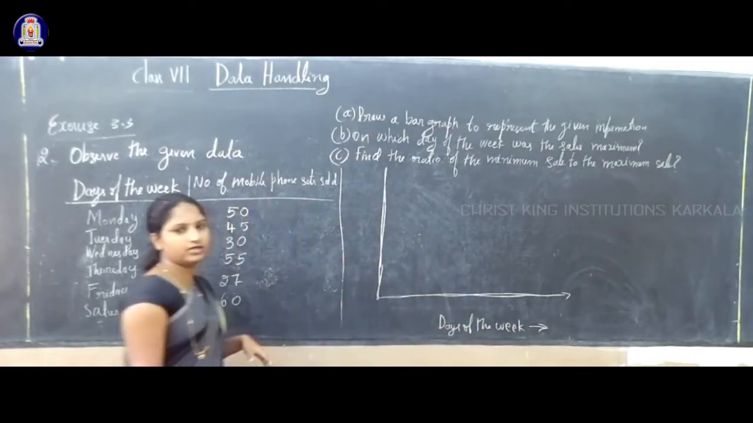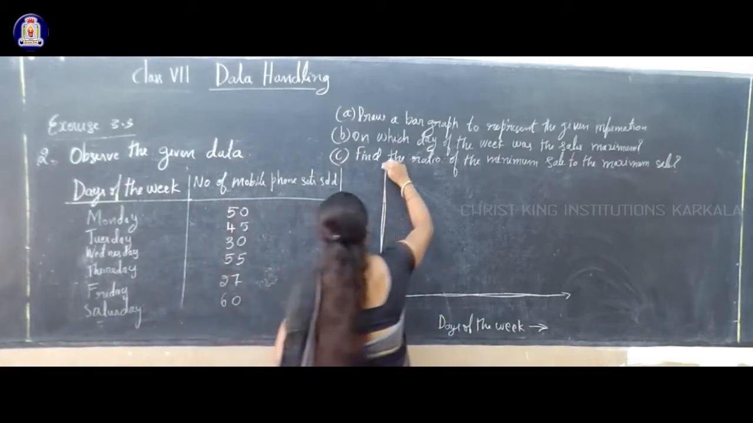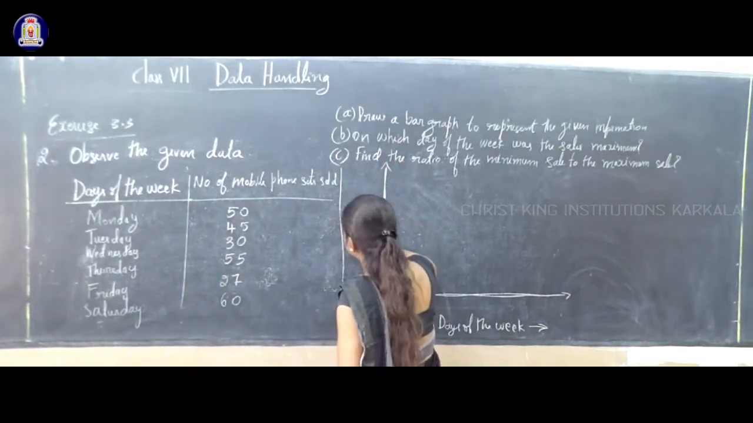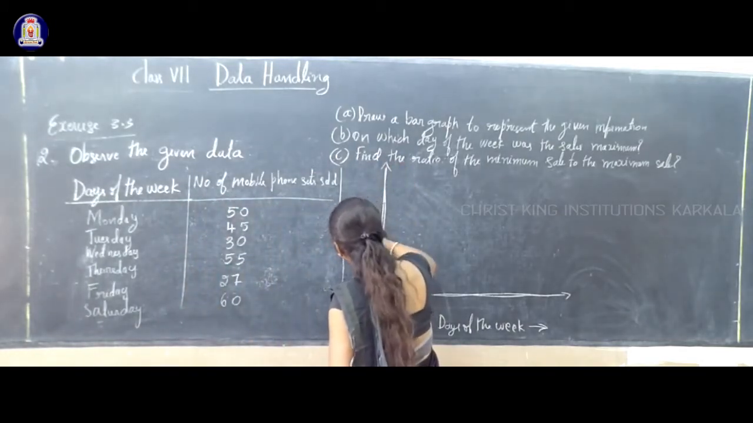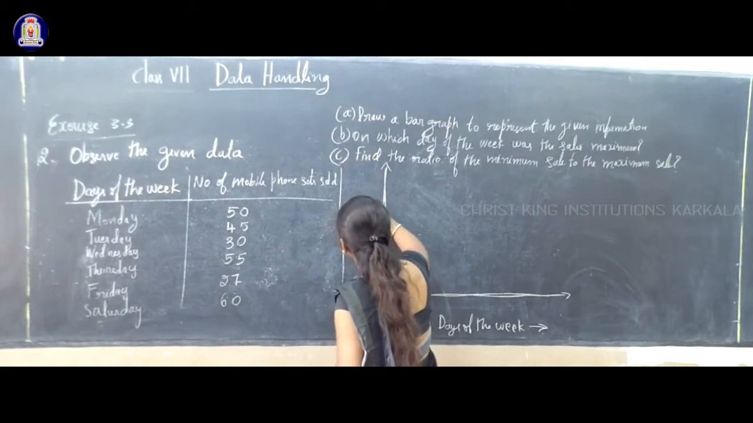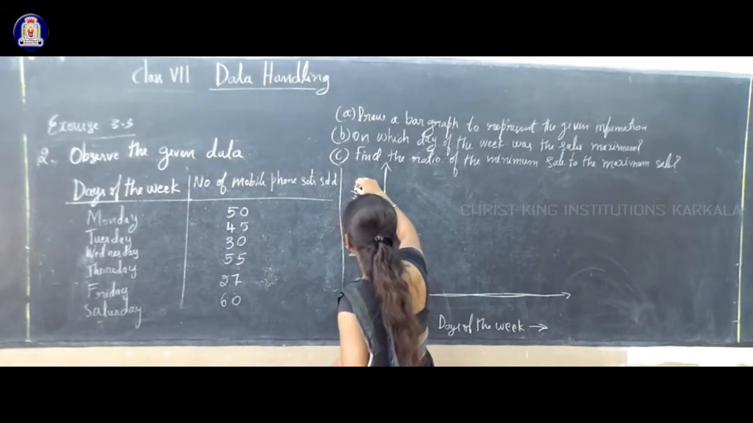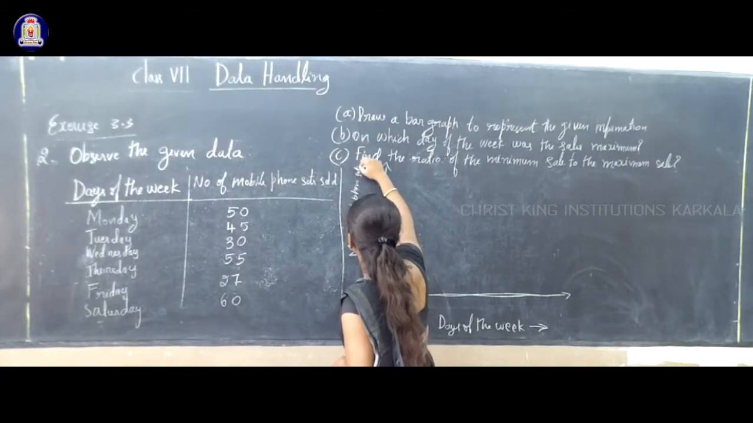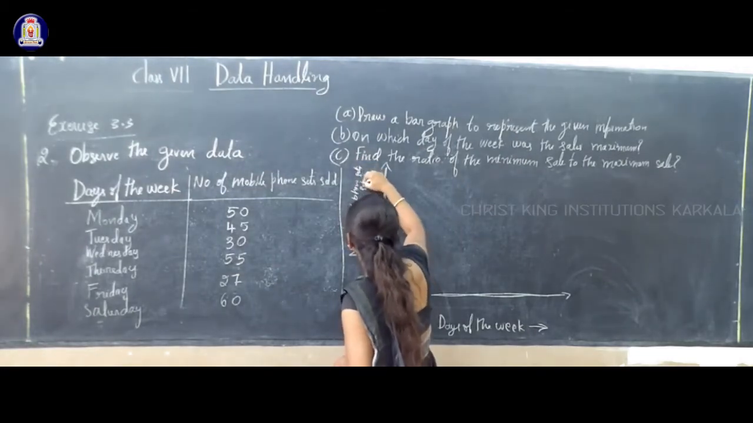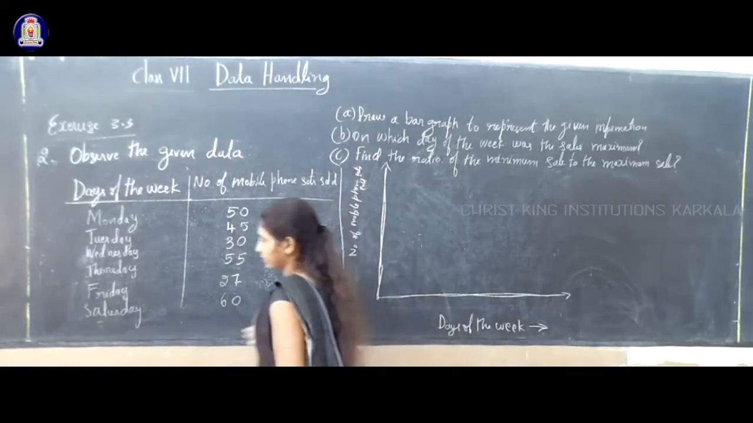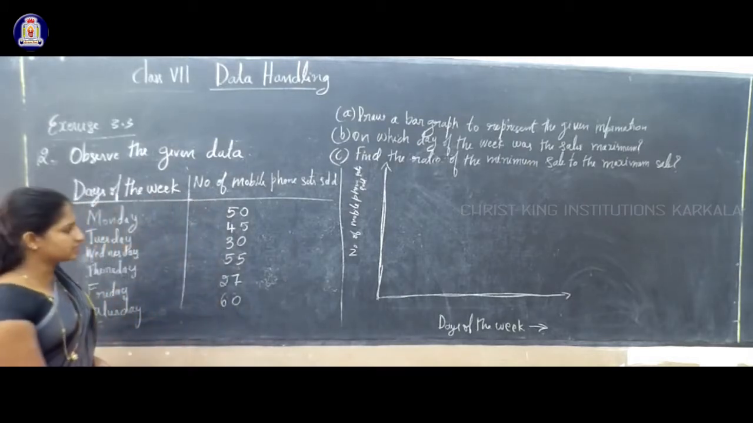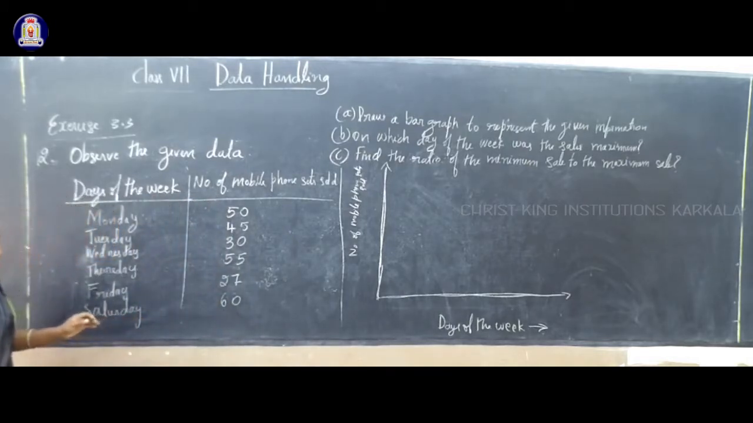And here in the vertical line, we can write the number of mobile phones sold. Okay, so this is the horizontal and vertical line. Next, see how you can write down the days of the week, as given.